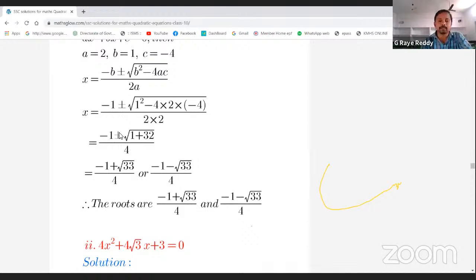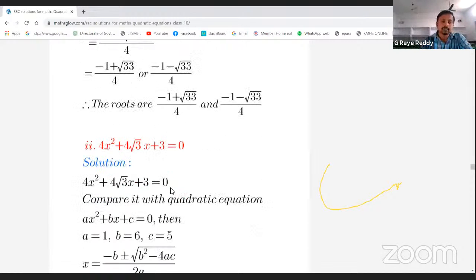One time we have to consider positive, and the second time negative. So the first one is alpha, the second one is beta. The first zero we consider as alpha, the second zero as beta. So minus 1 plus under root 33 by 4, and minus 1 minus under root 33 by 4. Here 33 is not a perfect square, so we can leave it as it is.